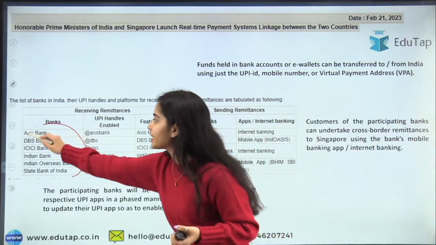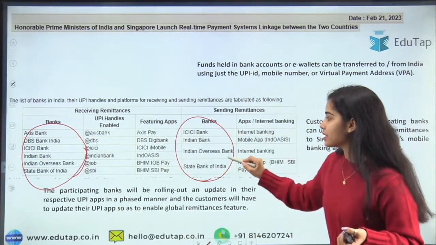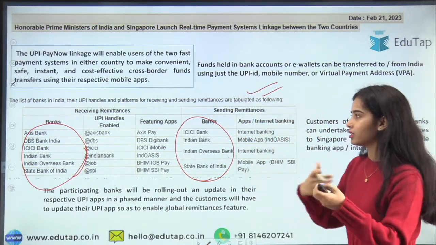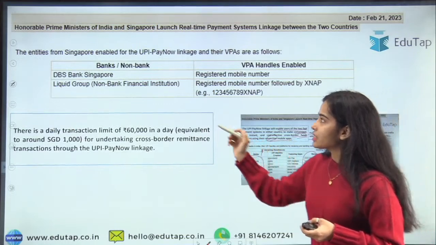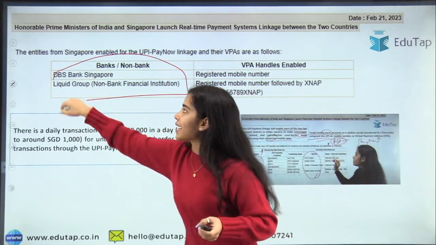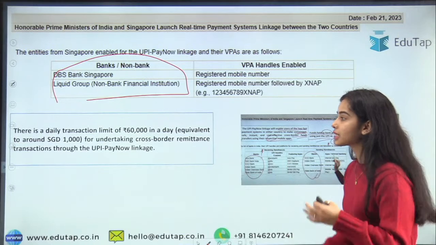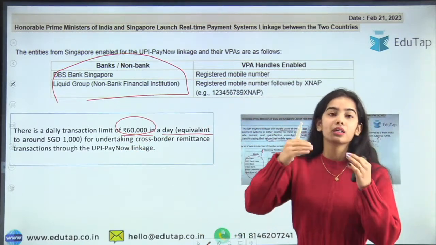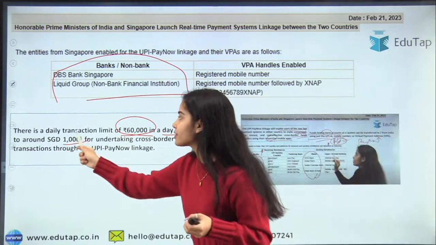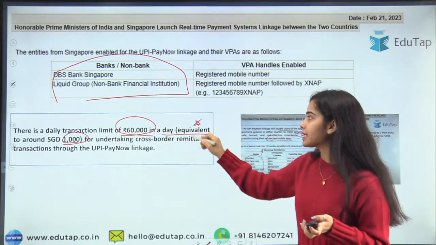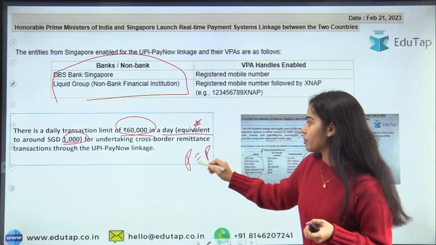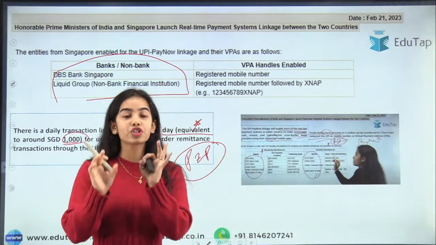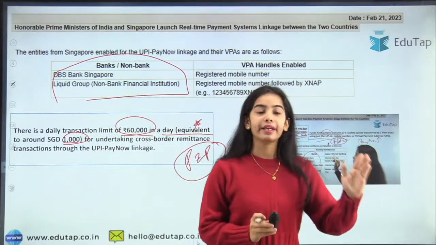Receiving remittances, sending remittances, we have discussed all of this, and the linkage is very cost effective. As well, for Singapore, there are entities that can do the inward and outward remittances. The daily transaction limit is rupees 60,000, that is in a day. Only 1,000 Singapore dollars can be transacted. And this linkage is for person-to-person payments only. Person-to-merchant payments cannot happen. You are sitting in India.